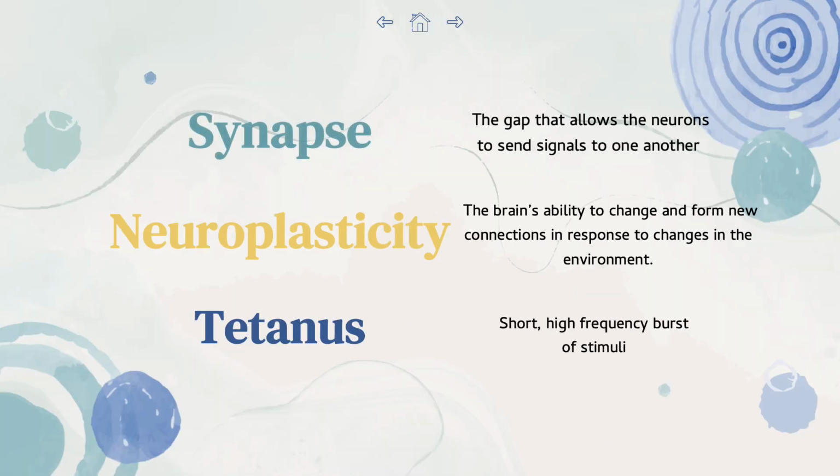So the first definition is a synapse, which is the gap between two neurons that allows them to send signals to one another. And then we have neuroplasticity, which is the brain's ability to change and form new connections in response to changes in the environment. This is absolutely essential for this chapter, which is on learning and memory. This is at the basis of how we learn and how we form new memories.